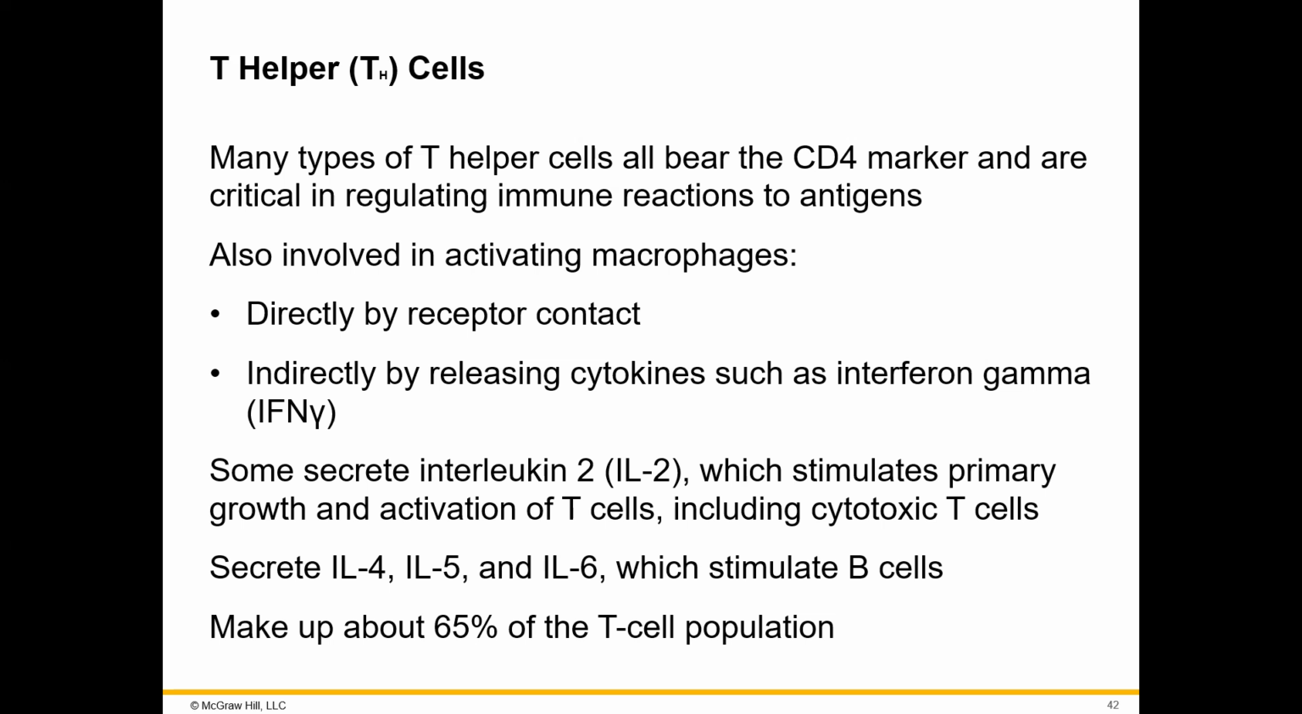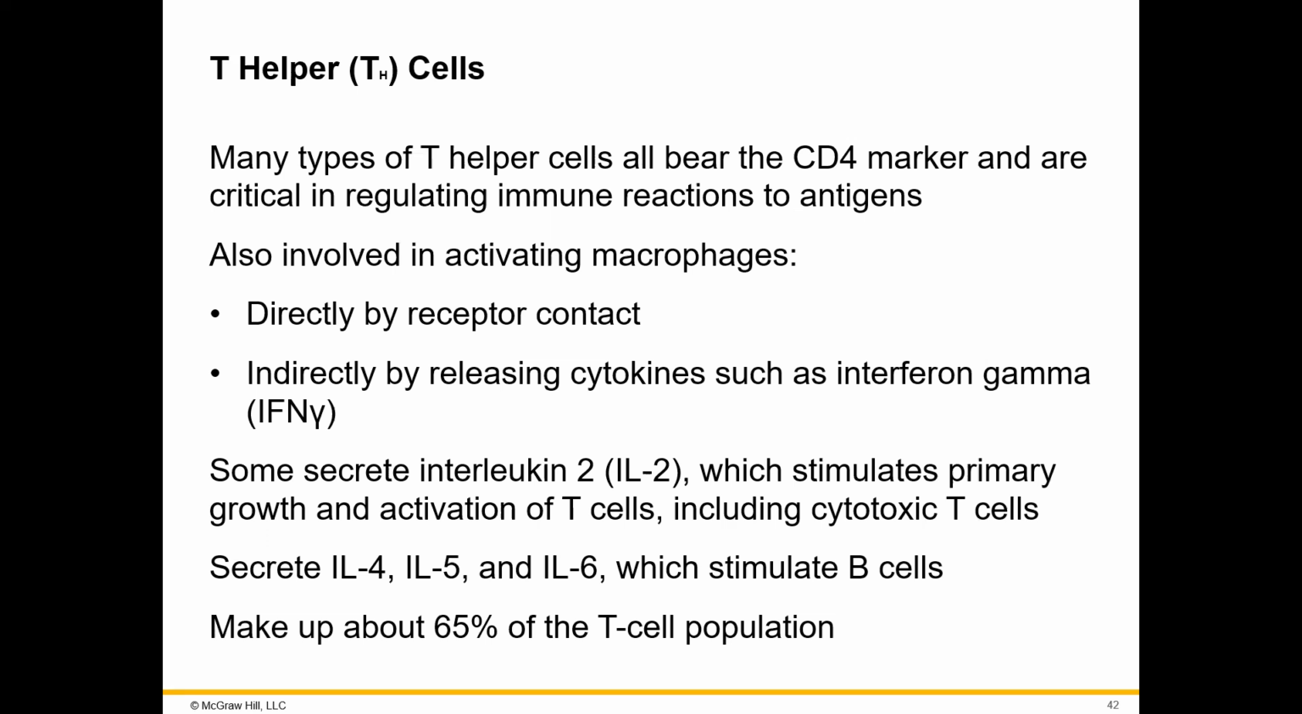T helper cells are critical in regulating immune responses to antigens, including those of B cells and other T cells. They are also involved in activating macrophages. This they do directly through receptor contact and indirectly by releasing cytokines like interferon gamma. Some T helper cells secrete interleukin-2, which stimulates the primary growth and activation of many types of T cells, including cytotoxic T cells. Some T helper cells secrete interleukins 4, 5, and 6, which stimulate various activities of B cells.